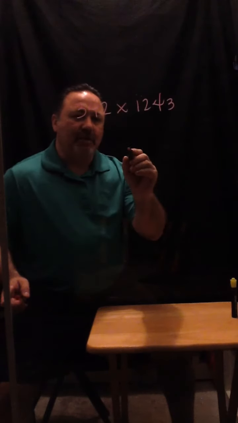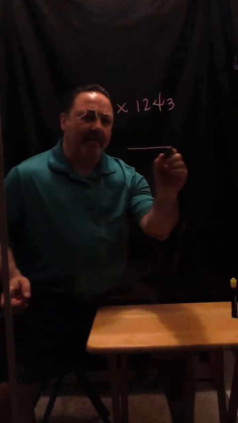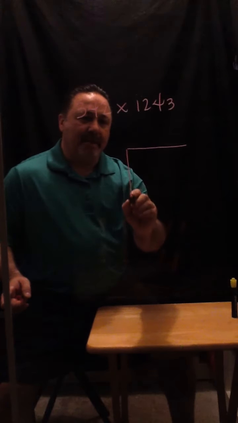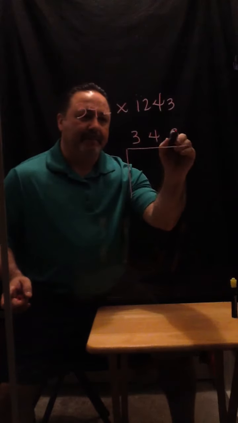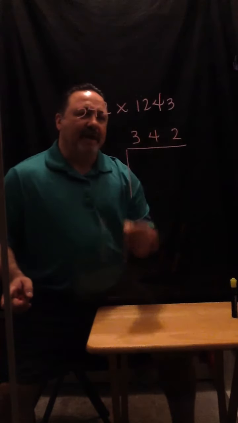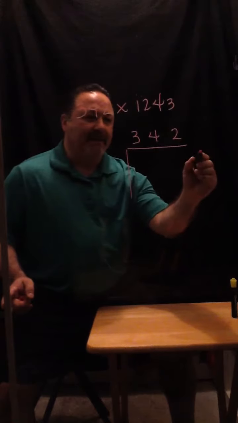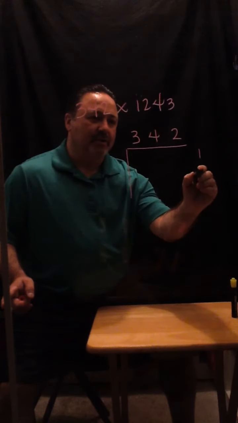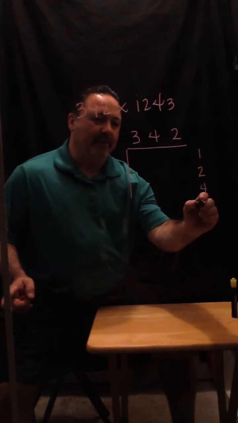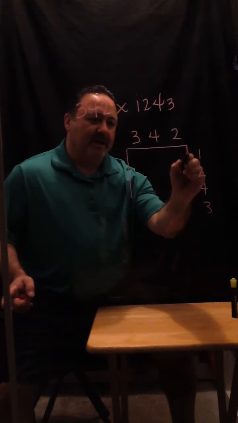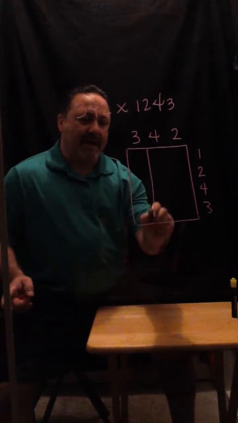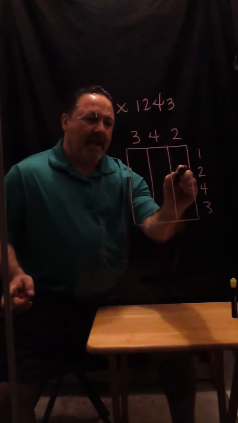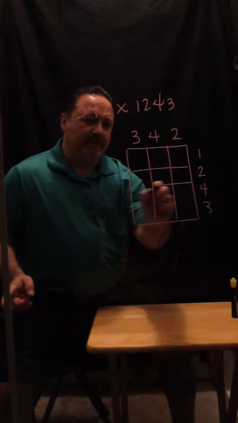What we have to do with Chinese multiplication is make a matrix. We're going to put this 342 on top and this 1,243 down the side. So in this matrix that I'm building, I have 3 columns and 4 rows.